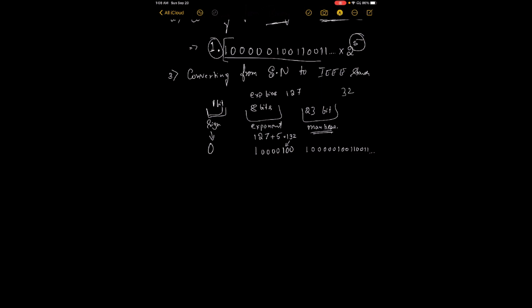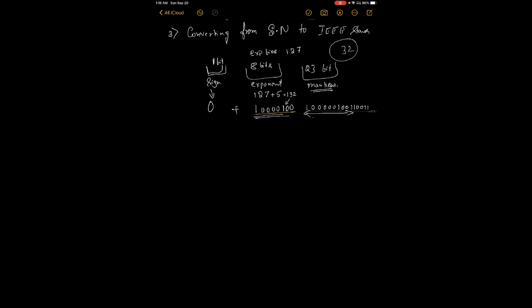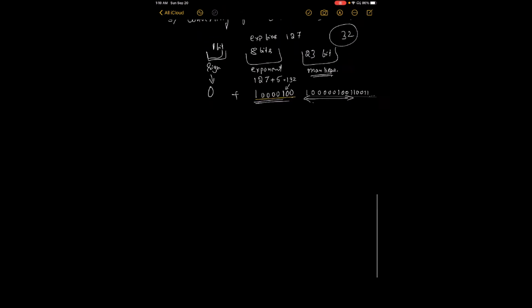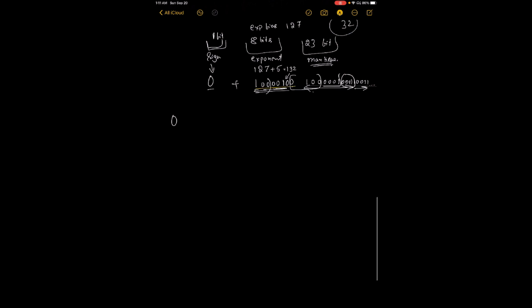So now, putting it all together, since we said it's a 32-bit format, we took 32-bit as the reference. We will start with the sign, and here let's group it in sets of 4. So 0, 1 2 3 4, this is one set, 1 2 3 4, 1 2 3 4. Then we have these repeating groups. So let's start representing it in 32-bit format.